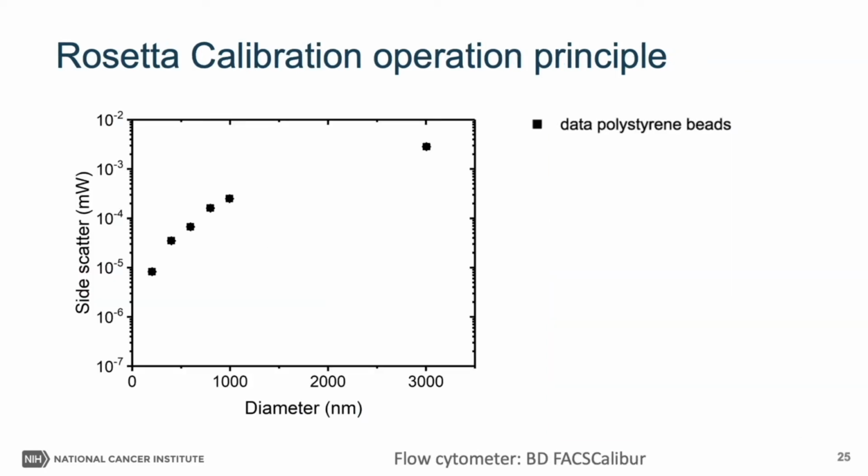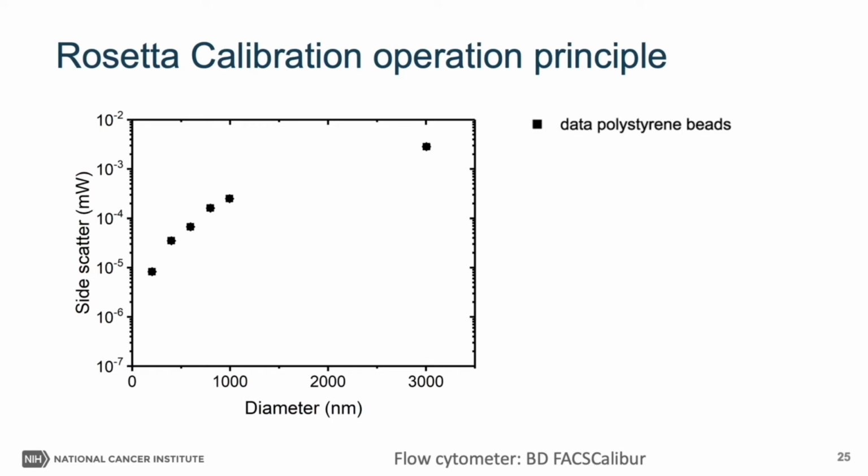So how does Rosetta Calibration determine the particle size? The first step is to measure the light scattering of beads. So here you can see the side scatter versus diameter of 6 populations of polystyrene beads measured with a flow cytometer.